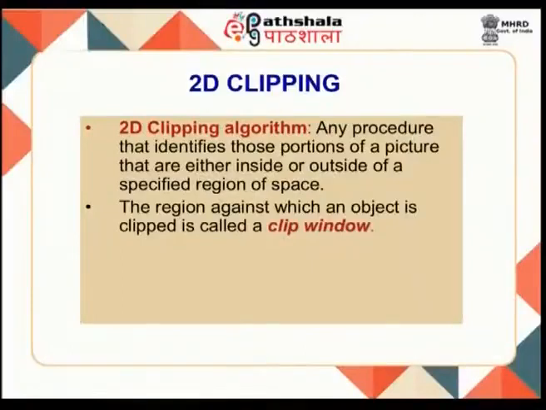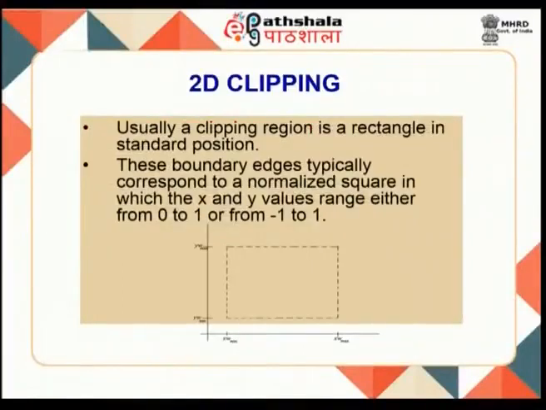So, the region that we have chosen as a rectangular region is called the clip window, as we did for the window viewport transformations. A clipping region is usually a standard rectangle. The word standard is important here, because a standard rectangle is assumed to be a rectangle whose boundaries or edges are parallel or aligned with the coordinate directions, which are the x and y directions. That is a standard rectangle.